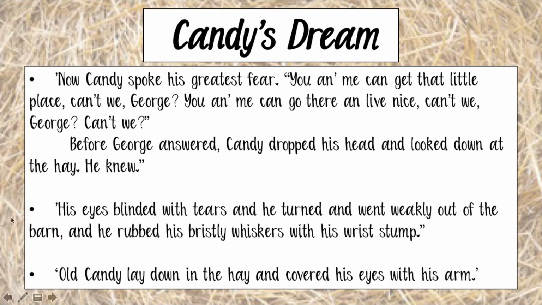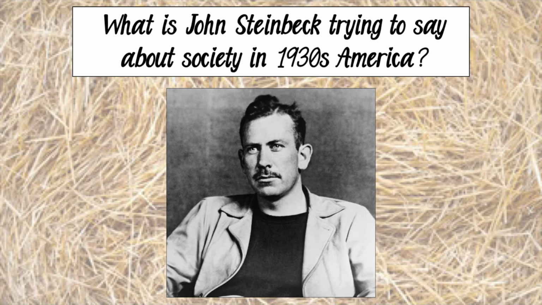And in that chapter, the second to last chapter, we have these descriptions of Candy which make him a very pitiful character. "His eyes blinded with tears, and he turned and went weakly out of the barn, and he rubbed his bristly whiskers with his wrist stump." "Old Candy lay down in the hay and covered his eyes with his arm." So the image we're left with of Candy at the end of the novella is definitely a sad one, a hopeless one. Which brings us back to the question again, what is John Steinbeck trying to say about society in 1930s America? Have a go and see if you can articulate your thoughts on that.